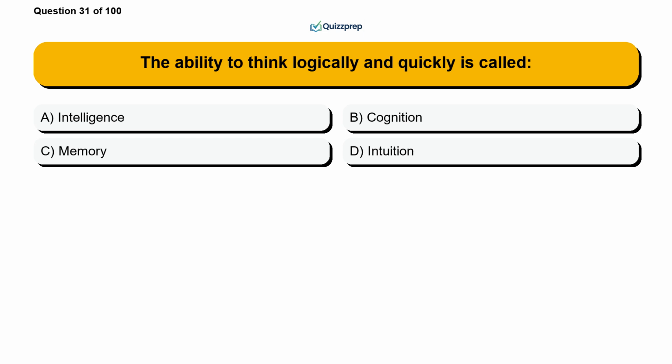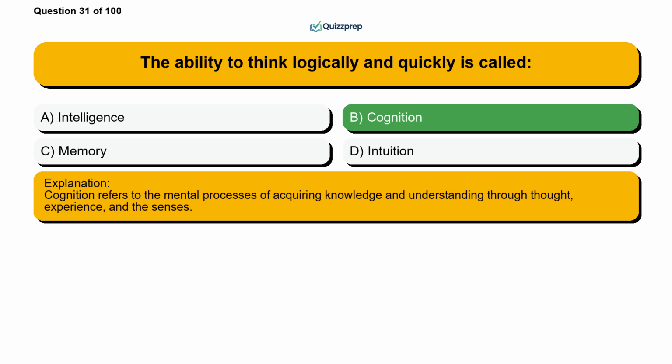Question 31. The ability to think logically and quickly is called Option A, intelligence. Option B, cognition. Option C, memory. Option D, intuition. The correct answer is Option B, cognition. Cognition refers to the mental processes of acquiring knowledge and understanding through thought, experience, and the senses.